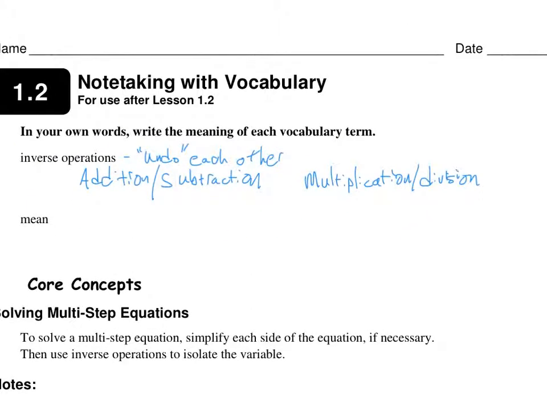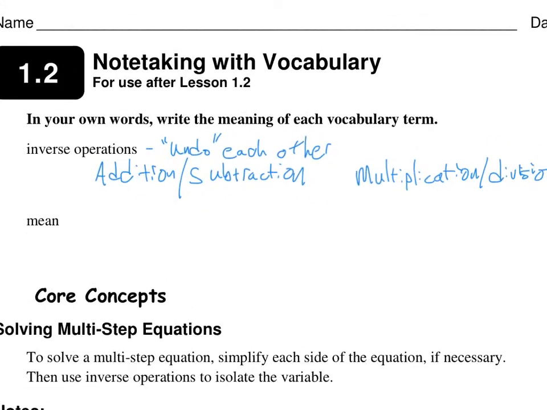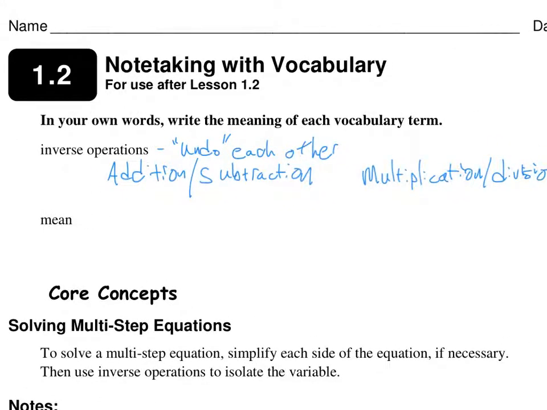They undo each other. We also have things like squaring and square roots. Okay? And we're also going to see some problems that come up with mean. A mean in math is just an average.